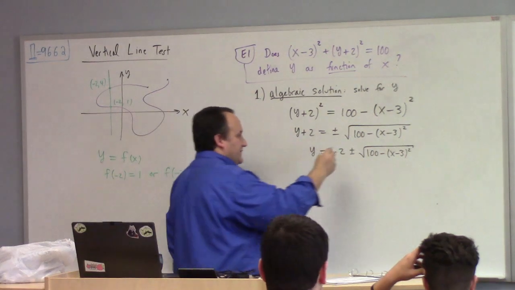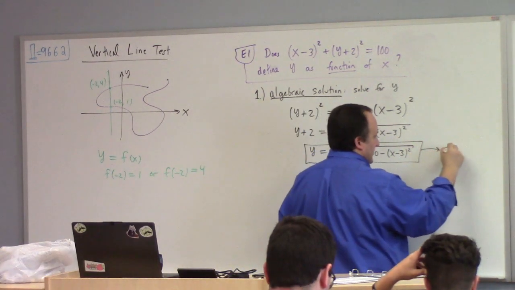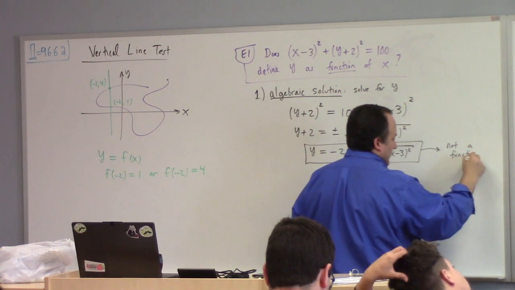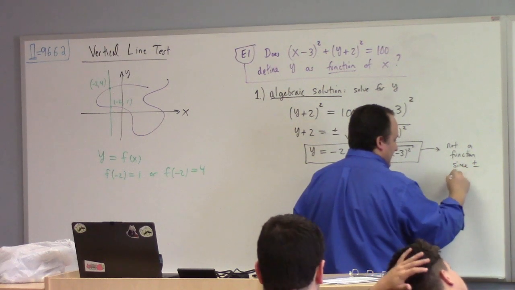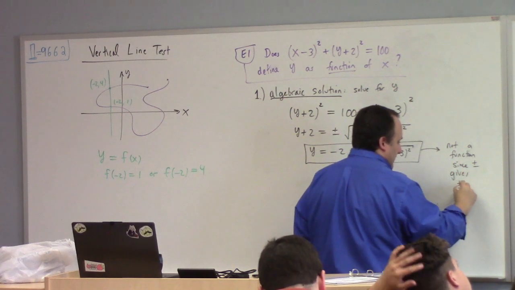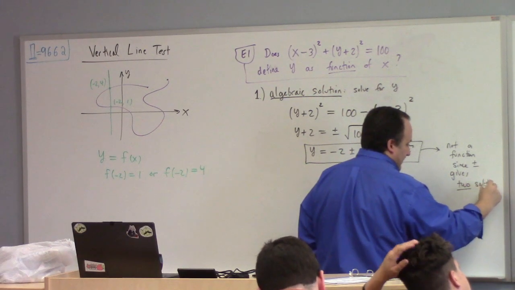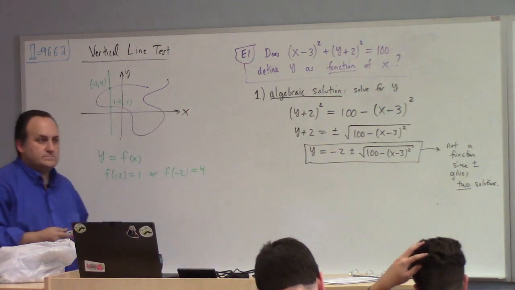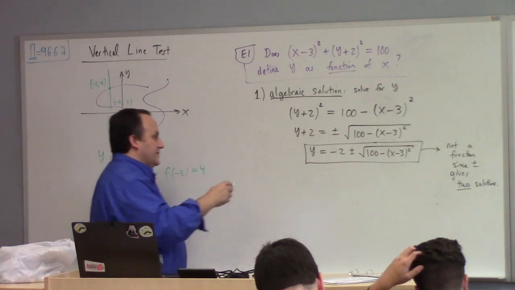And so there it is. We solve for y. So this says not a function, since plus minus gives 2 solutions, not just one. Why is this happening? Can anybody tell me what's the graphical solution to this problem? Can you guys tell me?